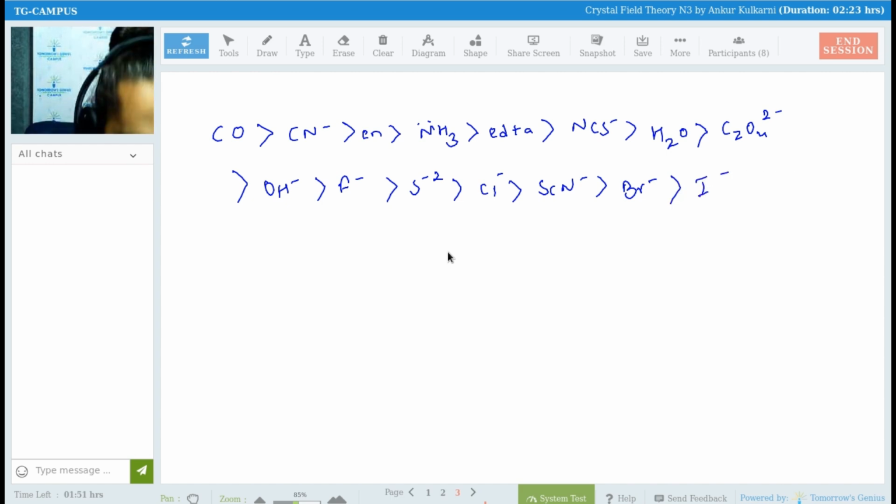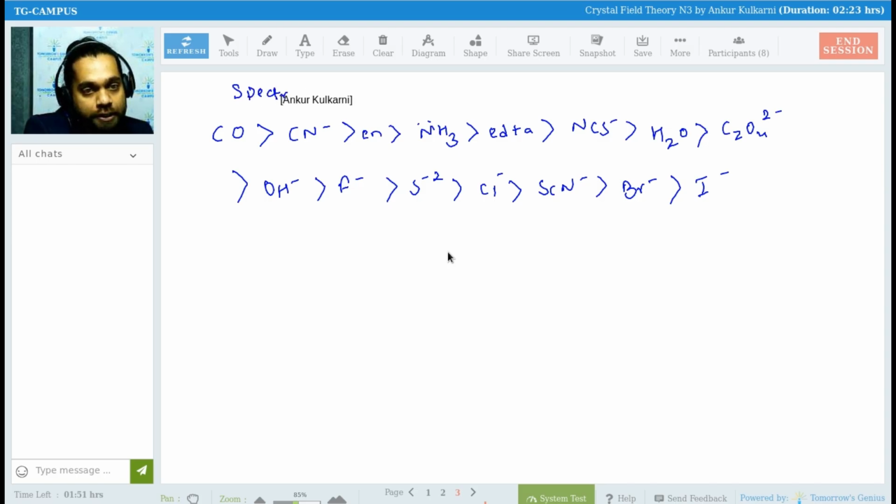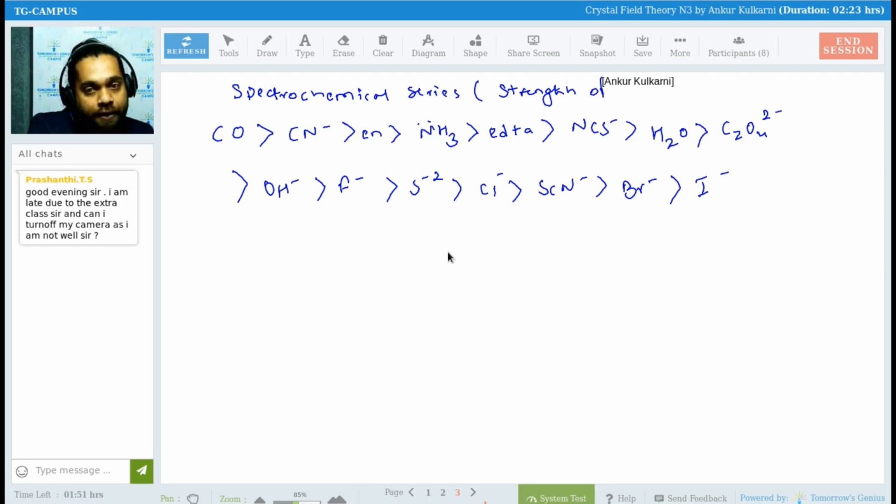Okay, so here is your list of strong to weak. This is also called the spectrochemical series. This tells you about the strength of the ligand.